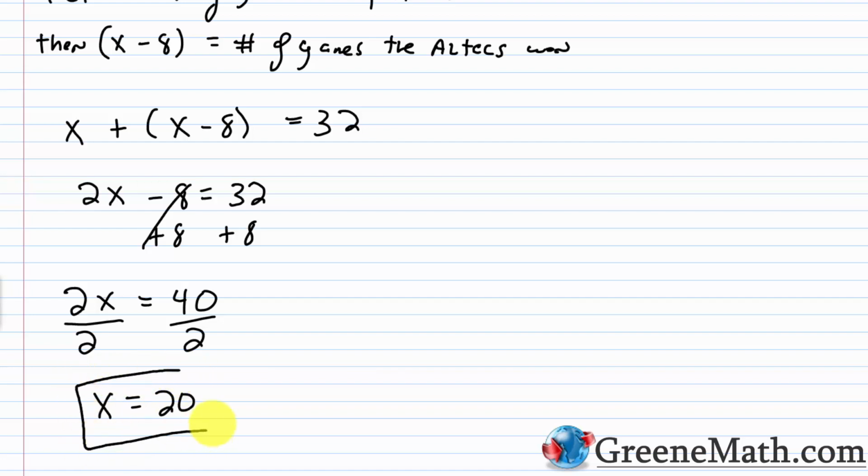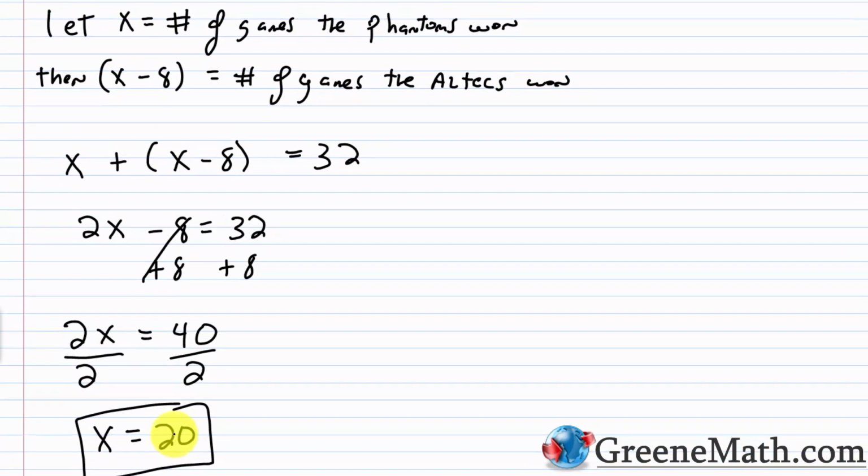And you might say, well, you got a different answer. Before you said X equals 12. Remember, we changed what X was representing. So, of course, the answer is going to change. But we still got the correct answer and the same answer as before. X equals 20 here because, again, we let X equal the number of games the Phantoms won. Okay? So the Phantoms won 20 games. And then X minus 8 is the number of games the Aztecs won. So 20 minus 8 is 12. So again, you get the same answer. The Phantoms won 20 games, and the Aztecs won 20 minus 8, or 12 games.